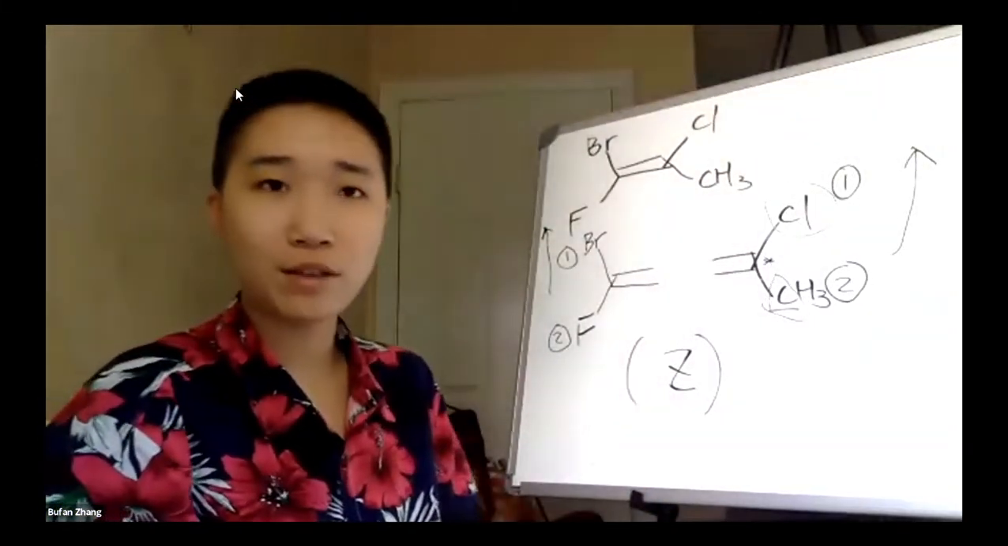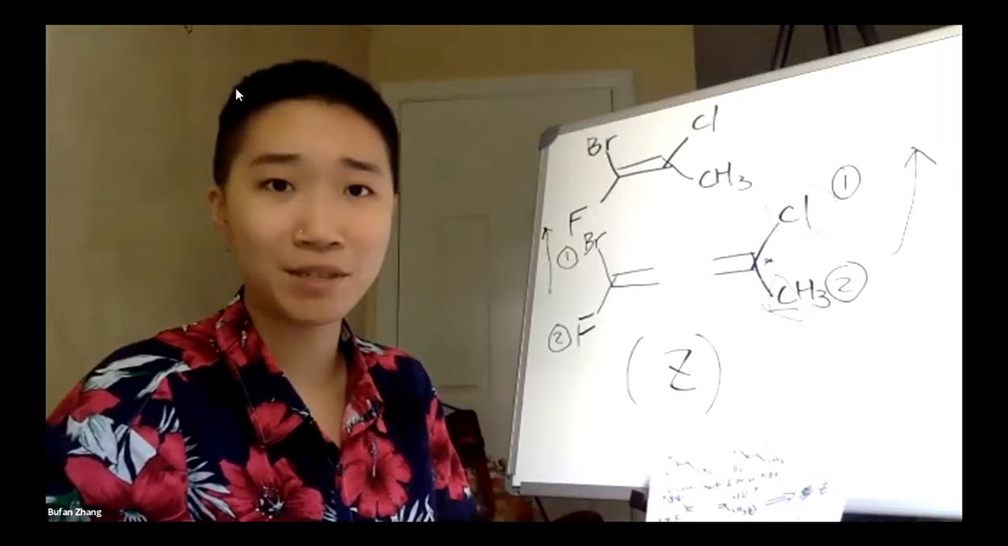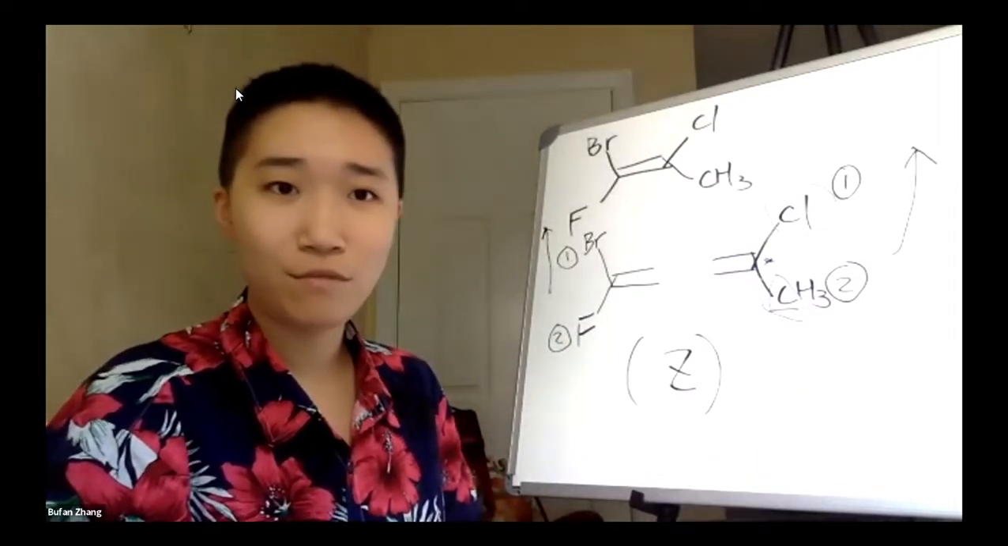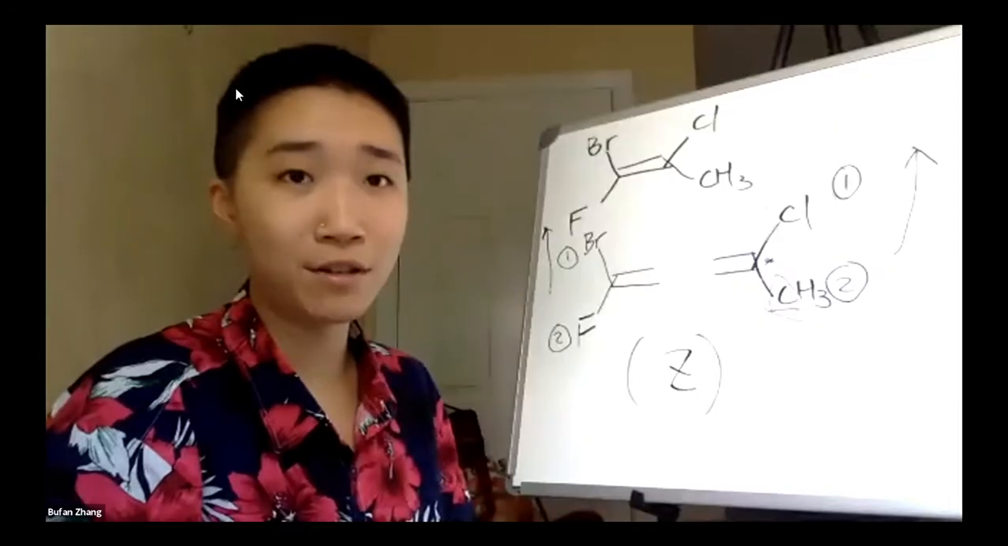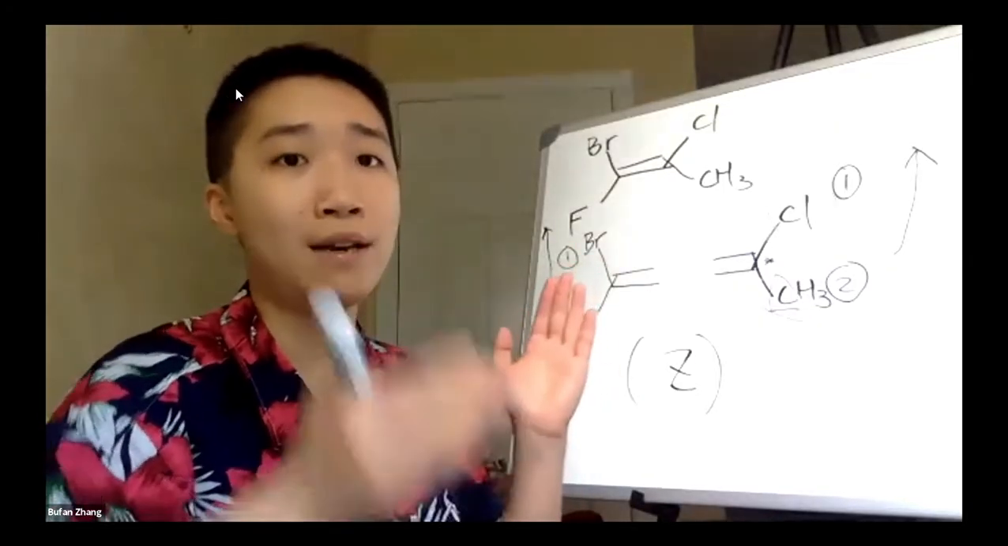Any questions so far regarding how we assigned the configuration to this alkene specifically? Yes, I have a question. If it was E, would the arrows be flipped, like in opposite directions? Yes, you're absolutely right. If it was E, then we would have an arrow going up and another arrow going down. Oh, okay. And also, we split the molecule to do the priority stuff. Okay, thank you.